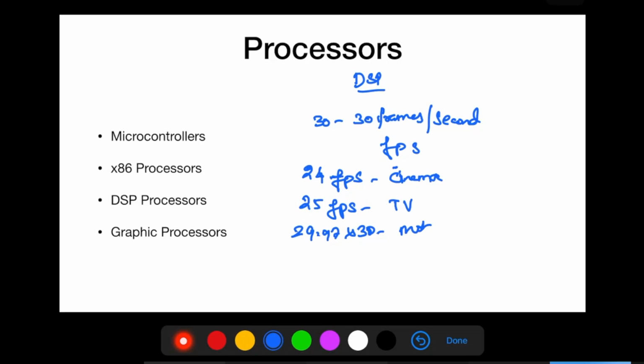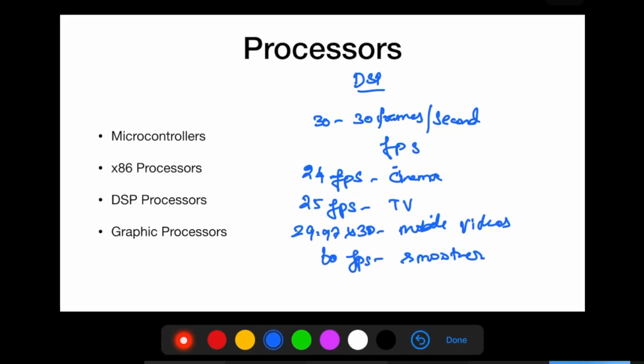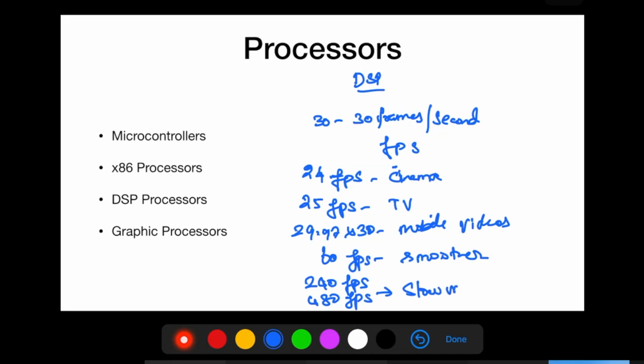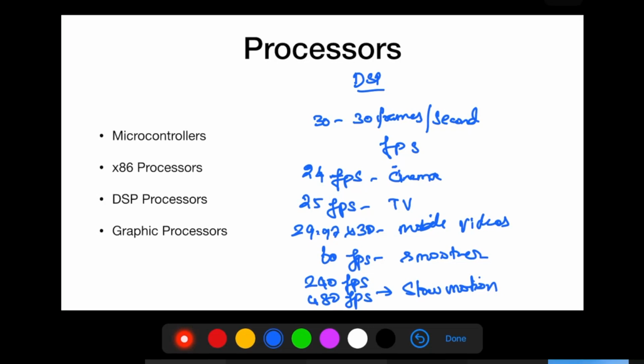Your mobile plays mobile videos. Then we have 60 frames per second, which means smoother videos. After 60 we have 240, and 480. These are slow motion videos, which means they will be in slow mo. What do you call slow mo in your mobile phone? That's what slow mo videos are.